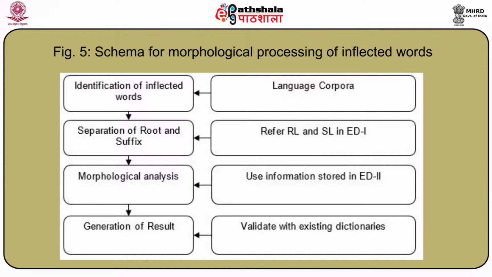Then it tries to generate the resultant output, based on the information extracted from the other parts, and then the output is validated with the existing or inbuilt dictionaries. So this schema, figure 5, actually shows how the morphological processing of an inflected word is done. So the most important task here is the suffix stripping part. How to strip a suffix?